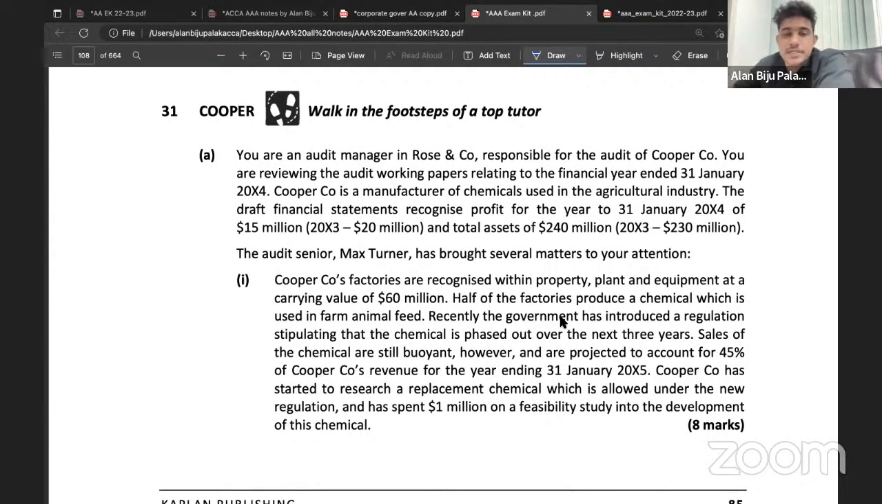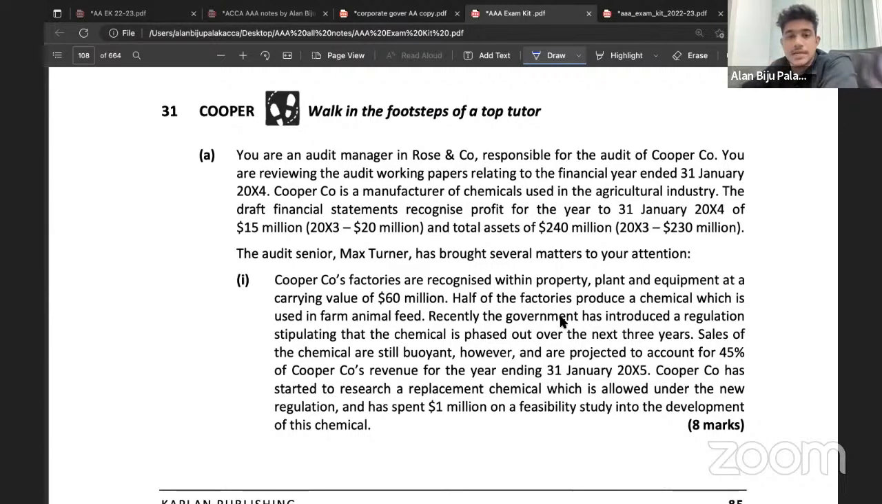Cooper Company's factories are recognized within property, plant and equipment at a carrying value of 60 million. Half of the factories produce a chemical which is used in farm animal feed. Recently, the government has introduced regulations stipulating that the chemical is phased out over the next 3 years. Sales of the chemical are still buoyant, however, and are projected to account for 45% of Cooper Company's revenue for the year ending 31st Jan 2015. Cooper Company has started to research a replacement chemical which is allowed under the new regulation and has spent 1 million on a feasibility study into the development of this new chemical.